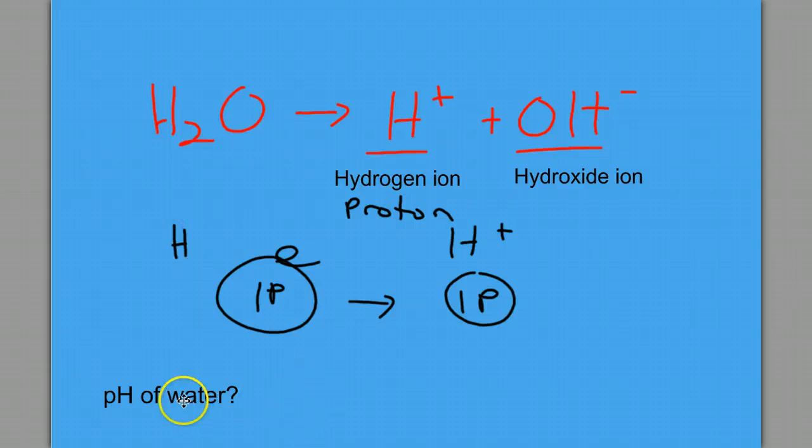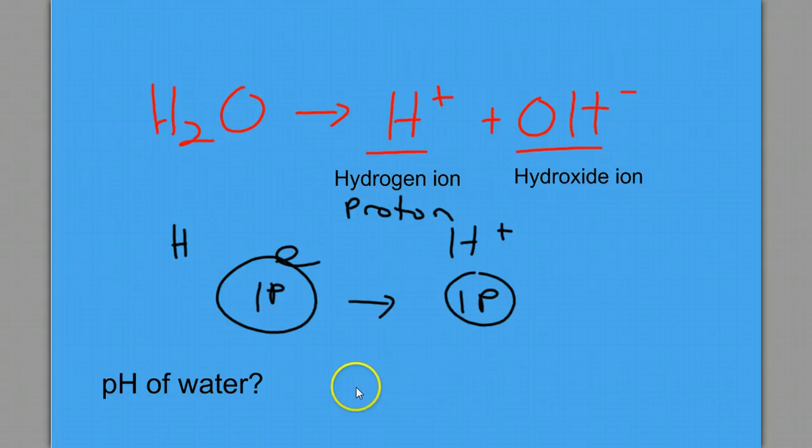Here's a quick quiz for you. What's the pH of water? We use pH to measure the acidity or basicity of a solution. And what's the pH of water? Right? Water's neutral. It has just as many hydrogen ions as hydroxide ions, so you might think the pH should be 0, but in fact the pH is 7. Well, what does that mean?